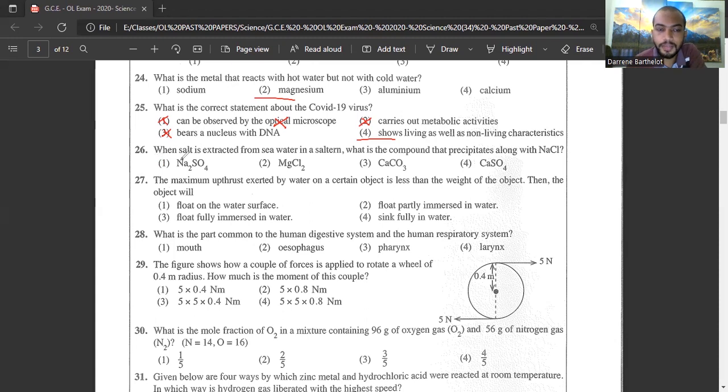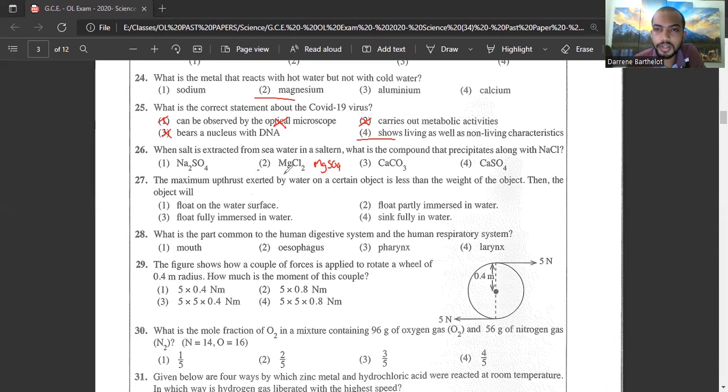Question number 26. When salt is extracted from seawater in a solvent, what is the compound that precipitates along with sodium chloride? In the solvent, when the sodium chloride is precipitating in the third tank, there will be magnesium chloride as well as magnesium sulfate precipitating with sodium chloride, right? So those two salts, magnesium chloride and magnesium sulfate, will be giving a bitter taste to salt.